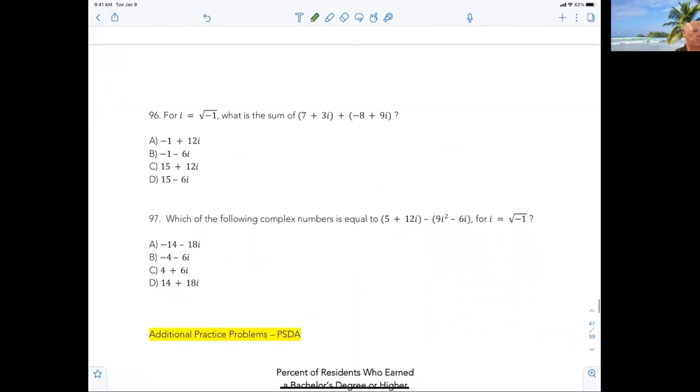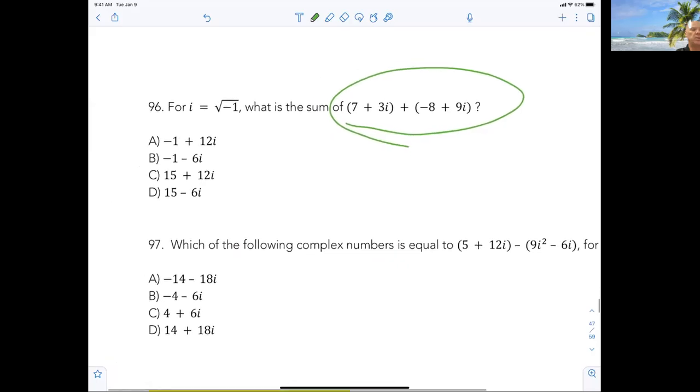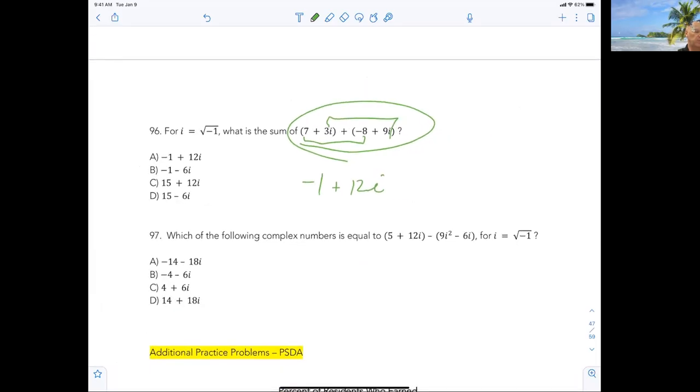Now look, isn't this strange right here, guys? Just very, very basic. Imaginary numbers take on all the properties that variables take on, so there's nothing to it. You're just doing 7 minus 8 and then 3 plus 9. I don't feel like imaginary numbers are that important.